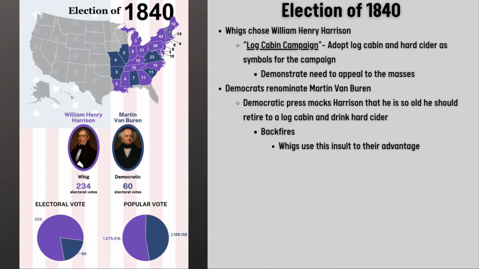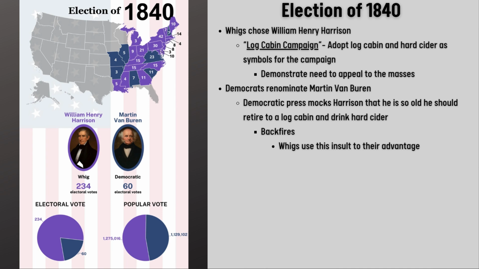The election of 1840. This election was pivotal in shaping how political campaigns were conducted. The Whigs chose William Henry Harrison as their candidate. They cleverly used the log cabin campaign, adopting humble symbols like the log cabin and hard cider. This was a strategic move to appeal to everyday citizens. Interestingly, the Democrats decided to renominate Martin Van Buren.